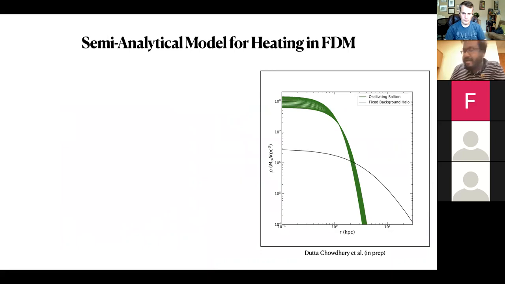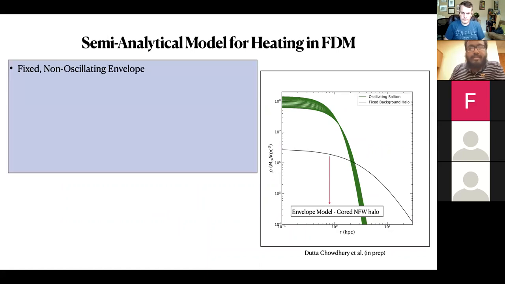So now let me talk about a semi-analytical model that we have been trying to build to predict this heating in fuzzy dark matter halos. This model has different components. We know that there are at least three important mechanisms, and we try to model them separately. The idea is that if we have them separately, we can turn these knobs on and off and look at what happens individually with these different components.